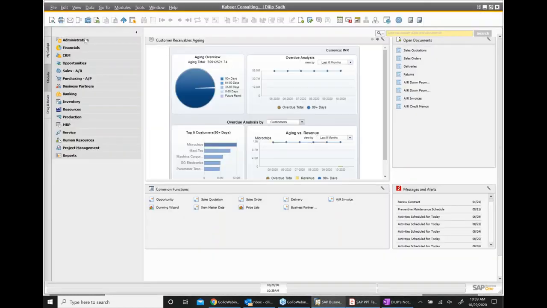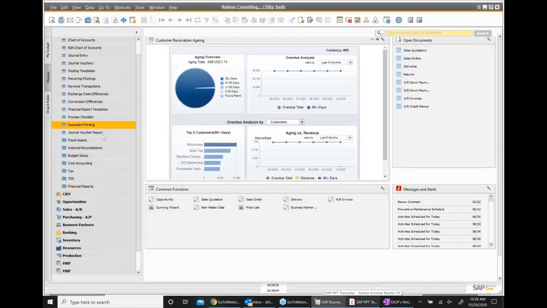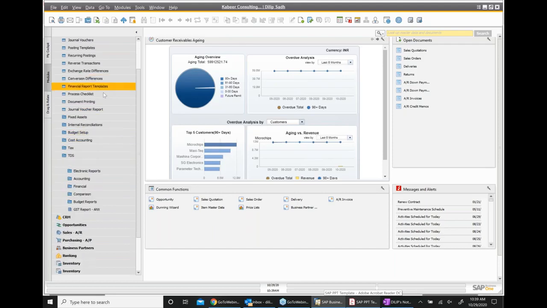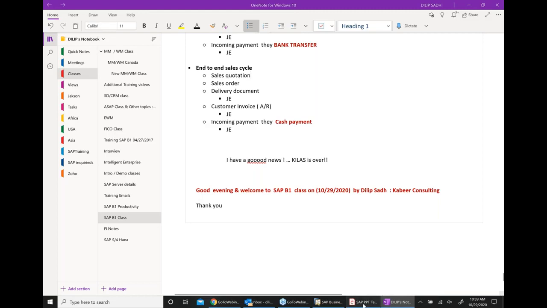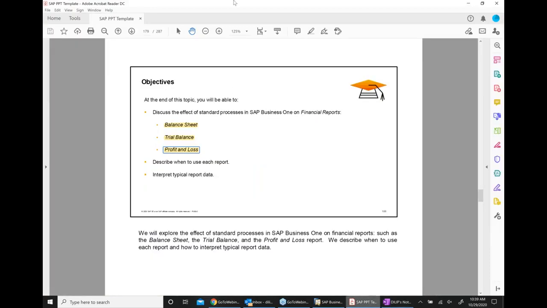If I go back to SAP Finance, out of the box in standard SAP, and if you go to financials, here we have balance sheet, trial balance, profit and loss. There is a cash flow also. But there are three which are important. So here we have these three standard reports in SAP Business One.